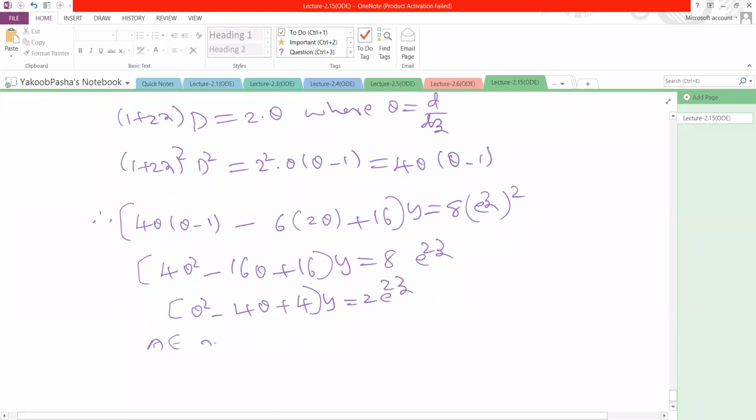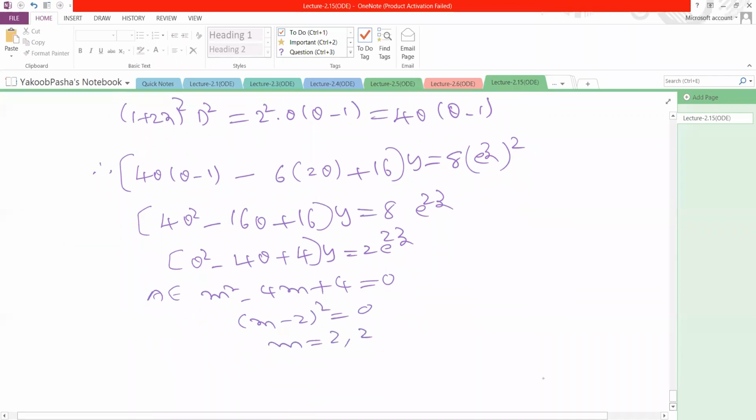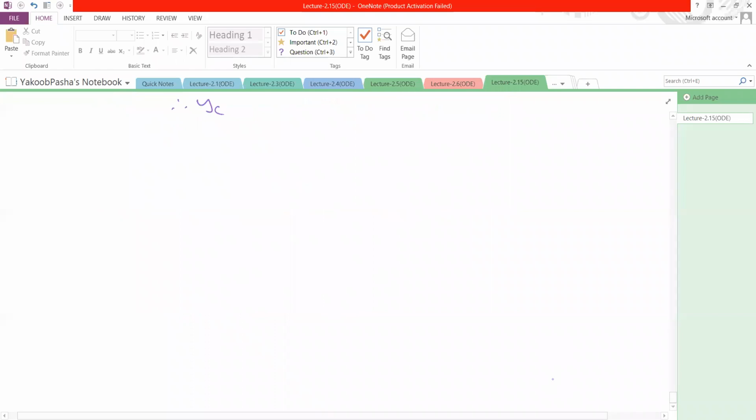corresponding auxiliary equation. That is m square minus 4m plus 4 is equal to 0. We can write this as m minus 2 whole square. m is a repeated root of 2. So the complementary function yc is equal to c1 plus c2 z into e power 2z. Now this is equal to c1 e power 2z plus c2 e power 2z into z.